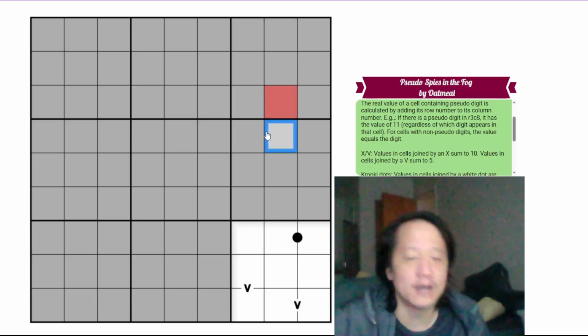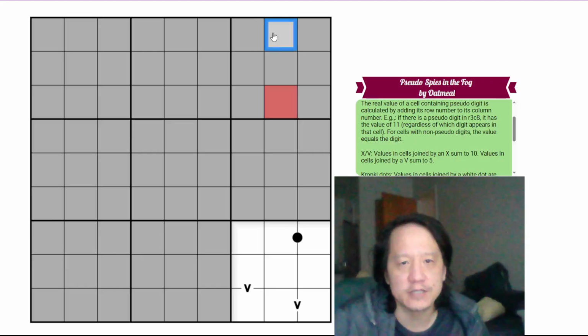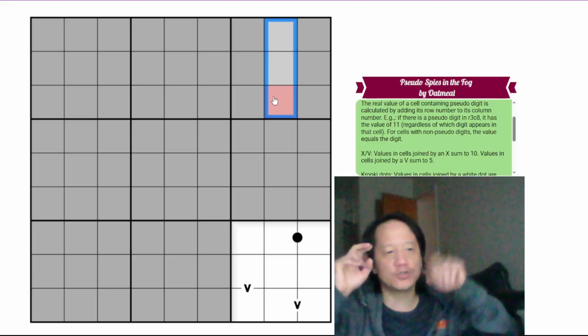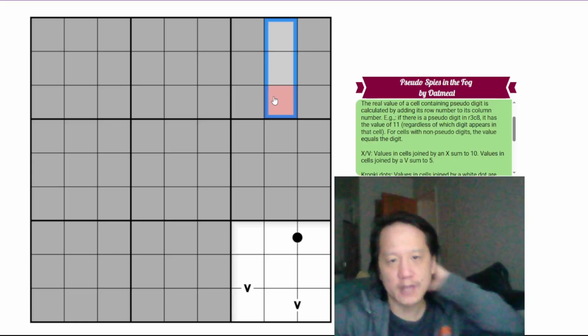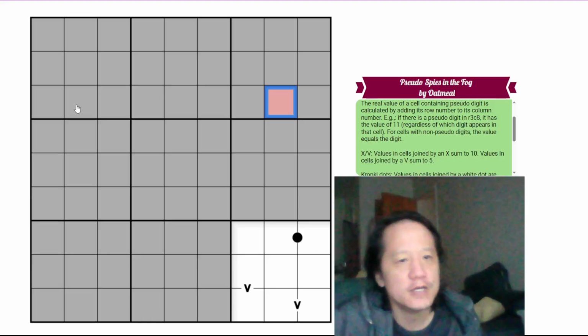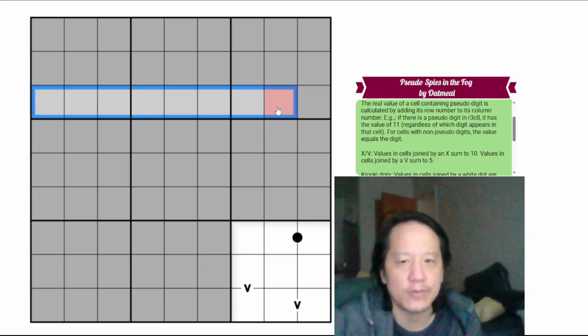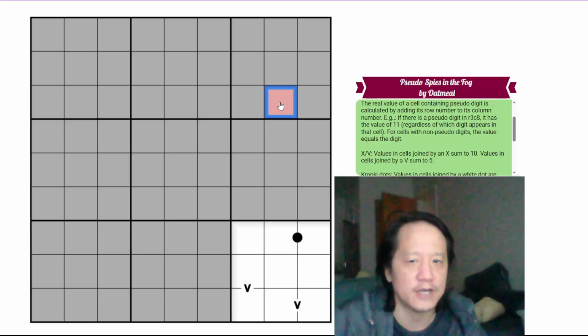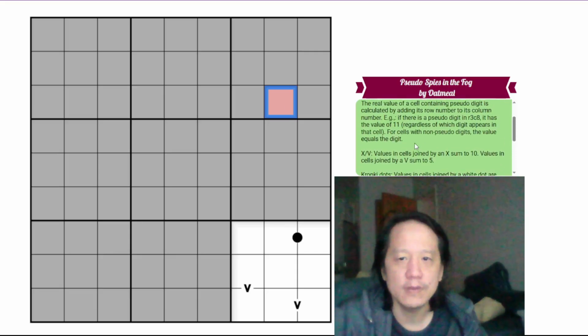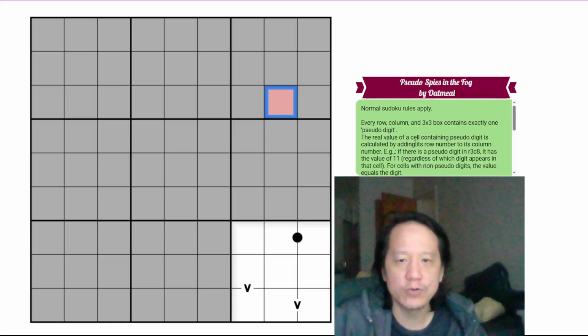For cells with non-pseudo digits, the value equals the digit. So this is pretty common, actually. It's a special type of cell that has a value that's different than its digit. And in this case, the value is its row number plus its column number. So again, 3 plus 8 is 11. So the value of this cell, if it were a pseudo cell, would be 11. And that's for the entire grid.